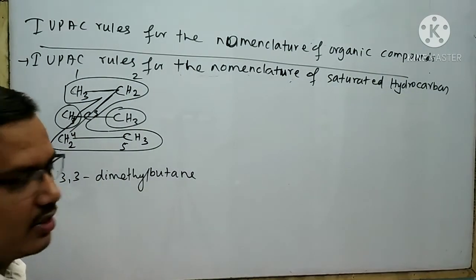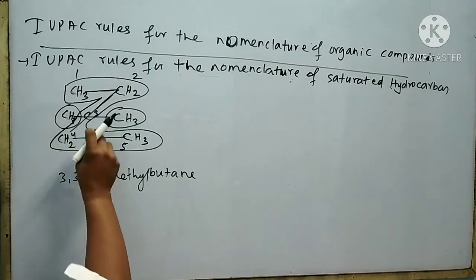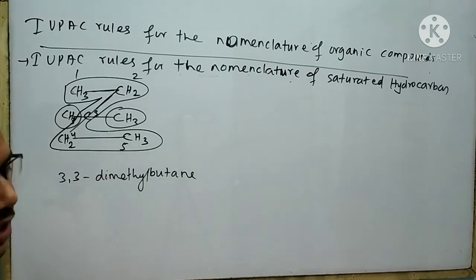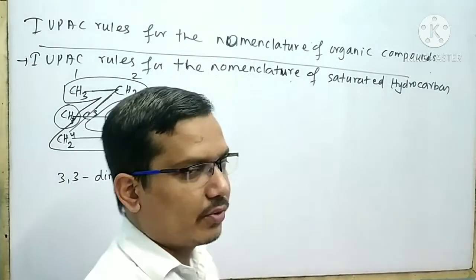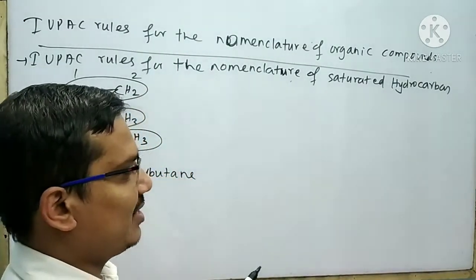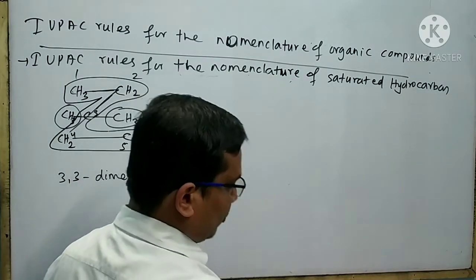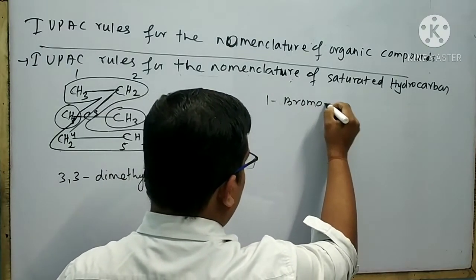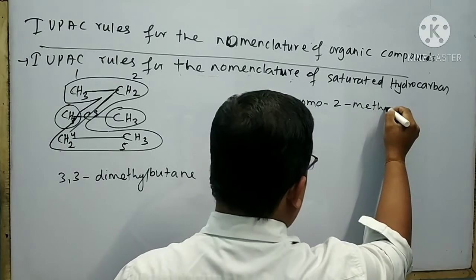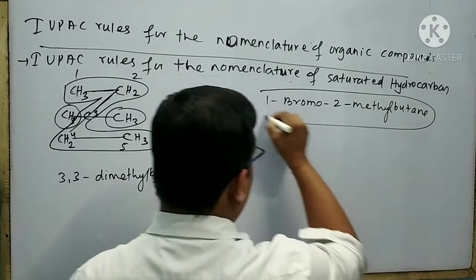These are the examples related to the name of a particular organic compound. Next, I want to think about the examples in which the name is given and you aim to draw the structure. Suppose an organic compound has the name 1 bromo, 2 methyl butane. Then what will be the structure of this organic compound?